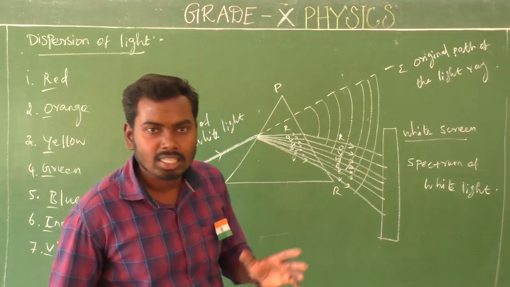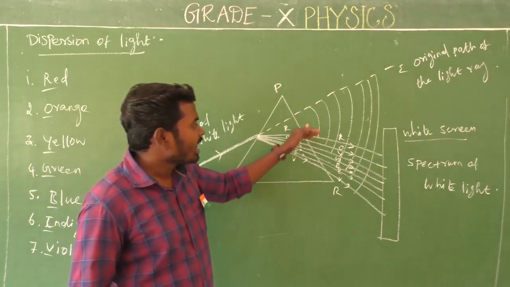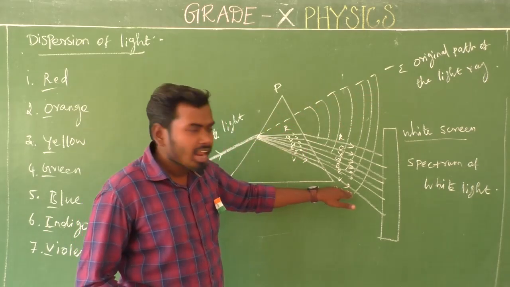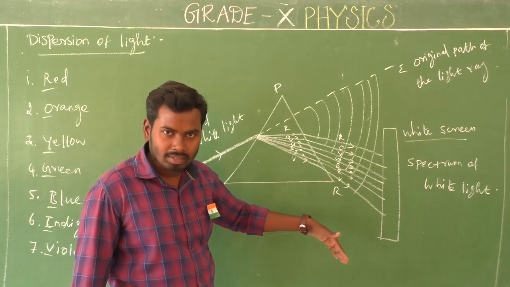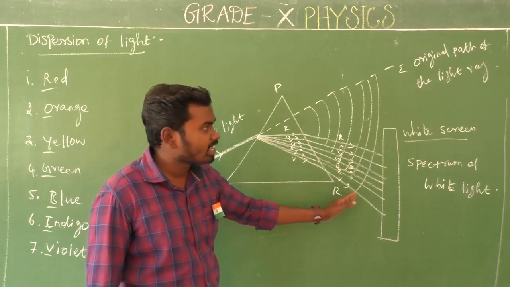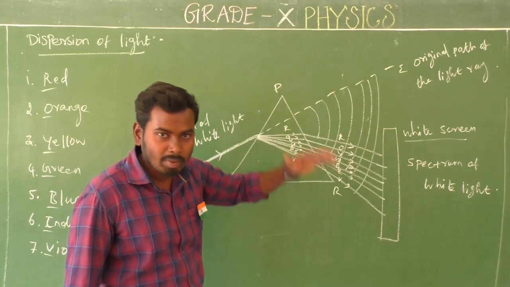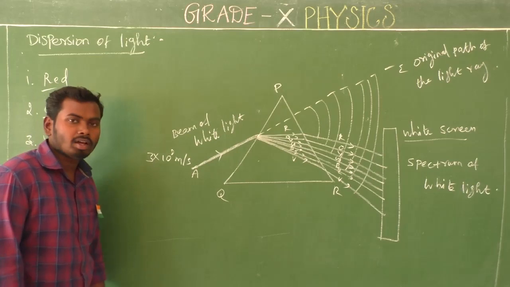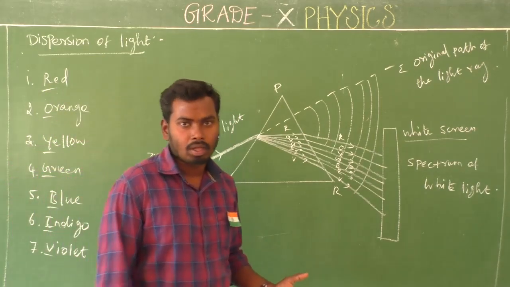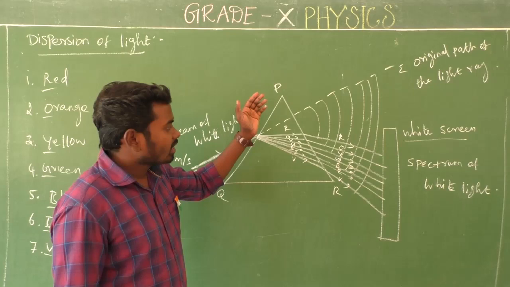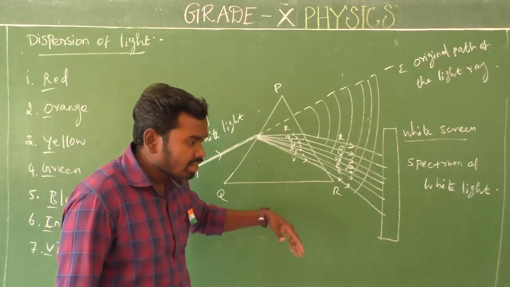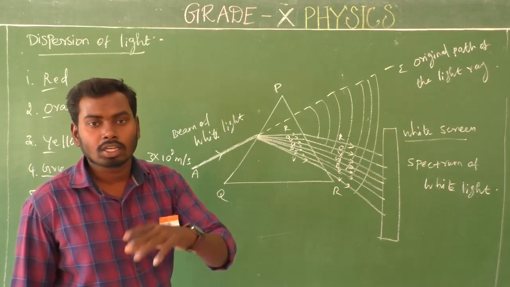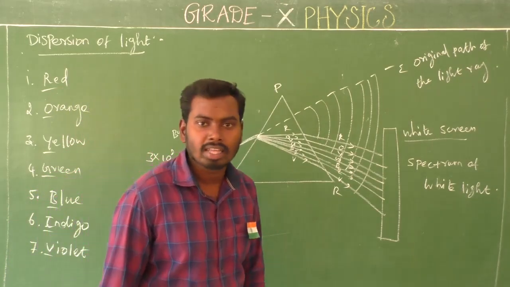Because red light has maximum speed, that is the reason why it deviates less from the original path of a light ray. Whereas white light has less speed, that is the reason why it deviates more from the original path of a light ray. Is it clear? So very simple. Here different light rays deviate by different amounts based on their speed. Is it clear?